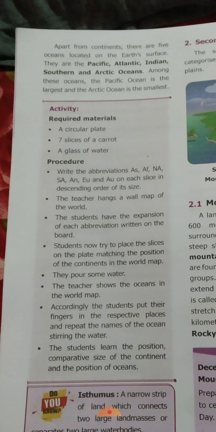I am giving one activity for you to do. What is that activity? A circular plate, 7 slices of carrot, a glass of water. Write the abbreviations AF, NA, SA, AN, EU and AU, one on each slice, and arrange them in the descending order of their size.